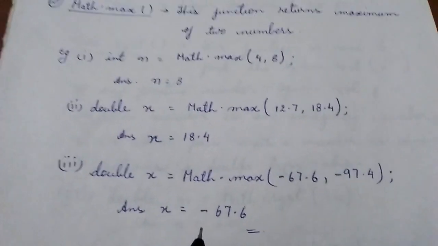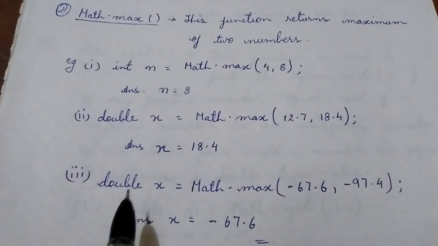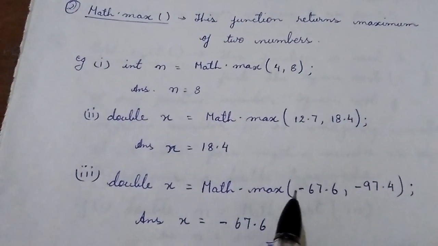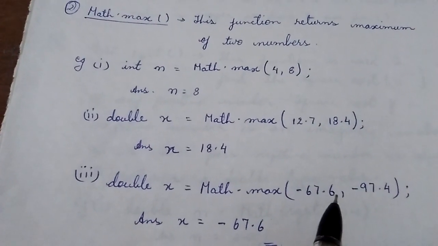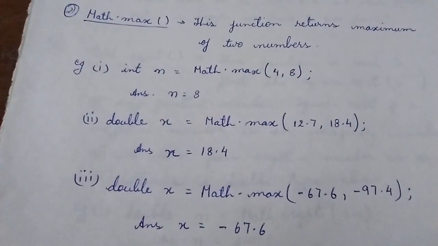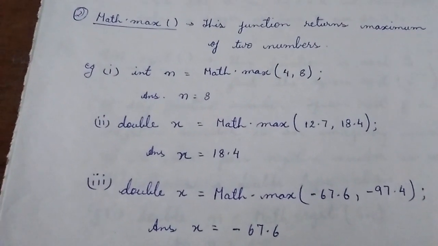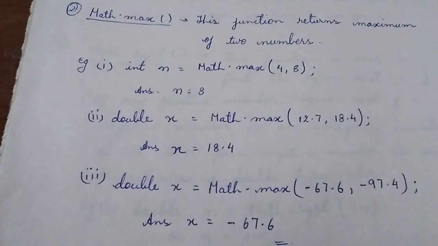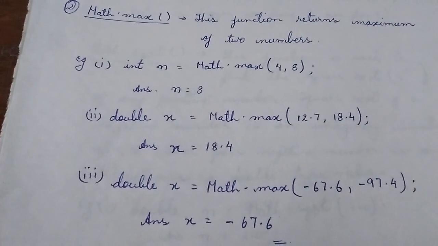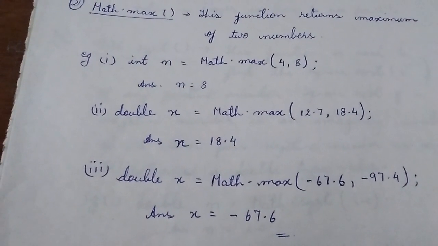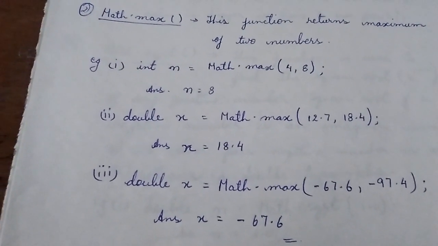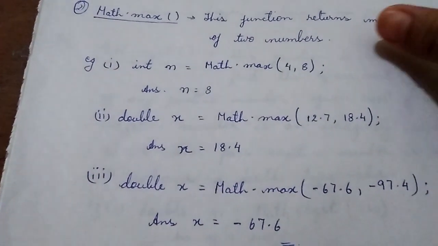Working with negative numbers, we also see that double x equals Math.max(minus 67.6, minus 97.4). If we don't pay attention, then a student will write minus 97, but we know that in negative, minus 67 has a higher value, so it will return minus 67.6 as the maximum out of these two values.